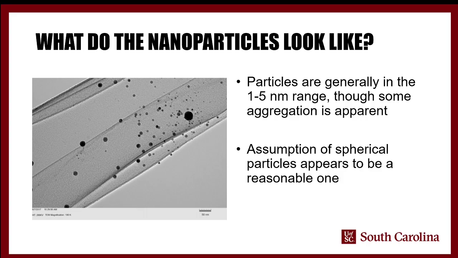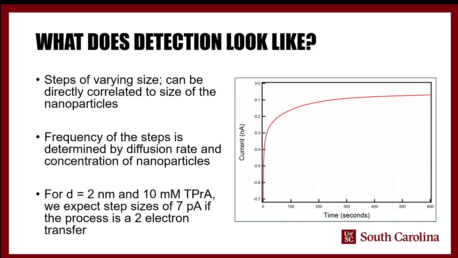And that one actually gave a very tight spread of about 2 nanometers in diameter, plus or minus half a nanometer. And again, one of the assumptions that we make is that the nanoparticles are spherical. In this case, it looks to be a pretty good assumption. There's nothing really oddly shaped. They're not squares, triangles, something else. So our assumption of spherical particles is reasonable.